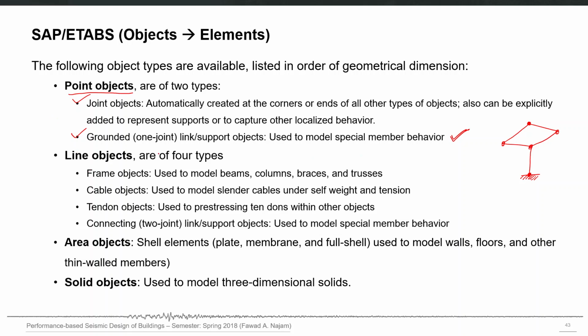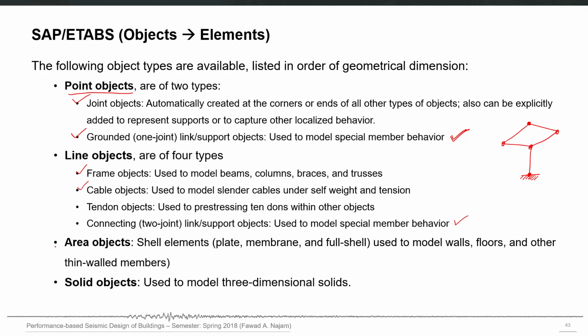Line objects in ETABS are of 4 types. The very first common type is the frame object. It is used to model, for example, beams, columns, braces, and truss elements. The other kind of line object is cable objects, which can be used to model only tension-taking elements. Tendon objects are used to represent tendons within other objects, mostly pre-stressed elements. Then there are the connecting two joint link or support objects, which are also used to model special member behaviors, just like one joint link or support objects.